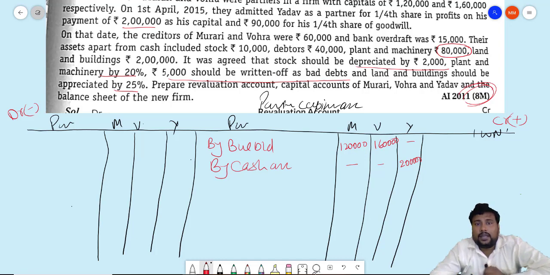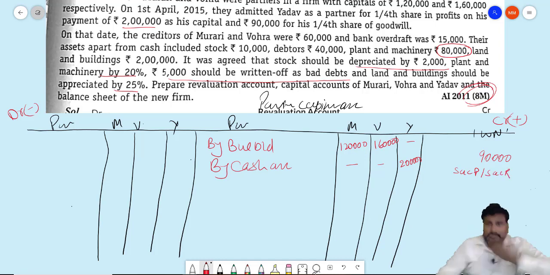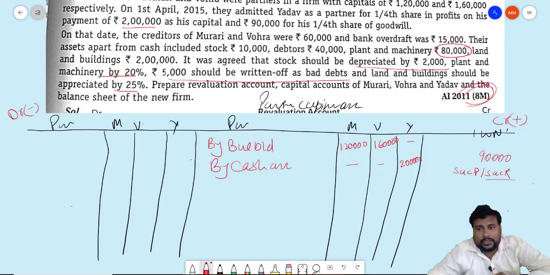Now 90,000 is the goodwill amount. This 90,000 will be divided in the sacrificing ratio. The person is bringing the goodwill, that's why this particular amount will be divided between the sacrificing partners in the sacrificing ratio. Now it is case number one. In case number one, the old ratio is the sacrificing ratio. So what is the old ratio? 1:1. So the sacrificing ratio will be 1:1. So that will be divided between Murli and Vora, 45,000 and 45,000.